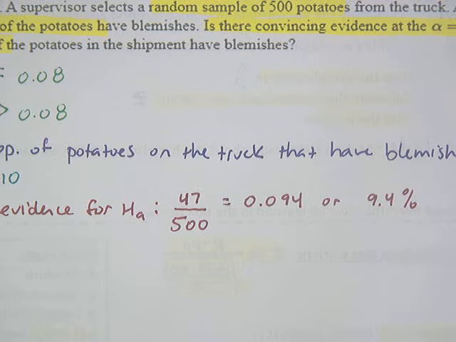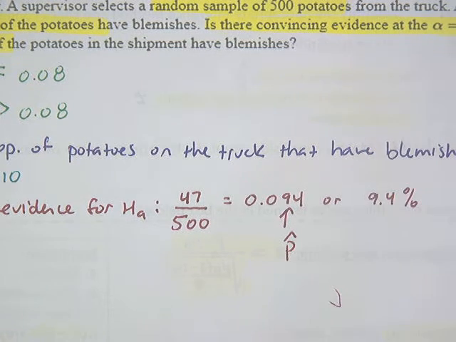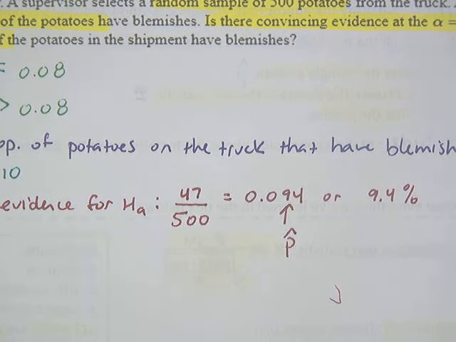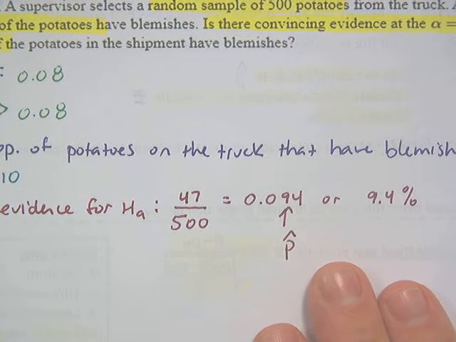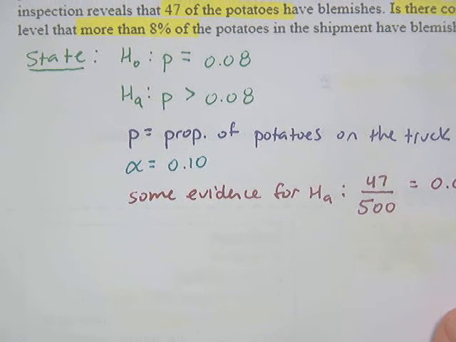But let me tell you what you just found, and some of you know this. You just found the proportion of potatoes in the sample that have blemishes. That means you just found p hat. So later on, when I have you list p hat, it's 0.094. Don't sit there and try to find it again, okay? That's the proportion of potatoes in the sample that had blemishes. Now, we are finished with the state part.